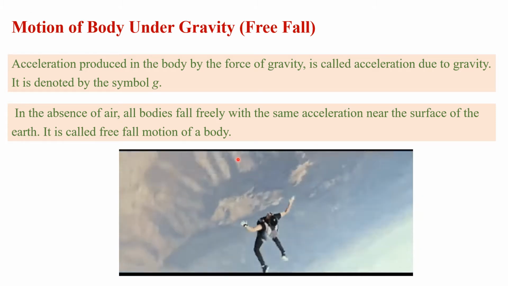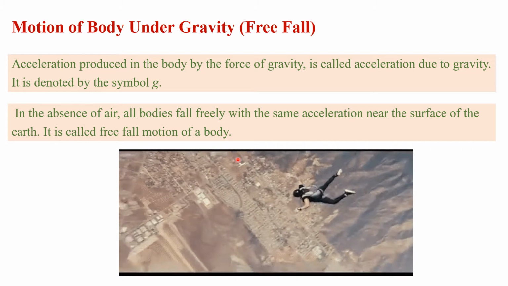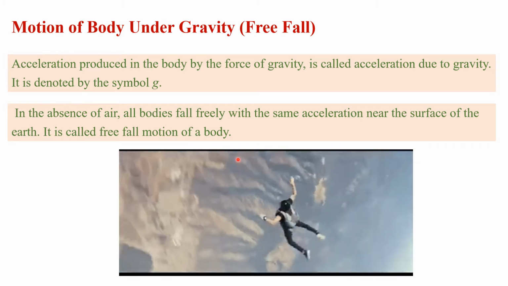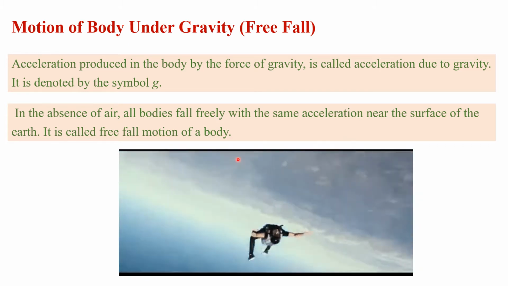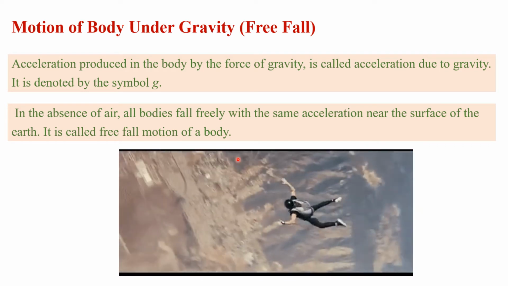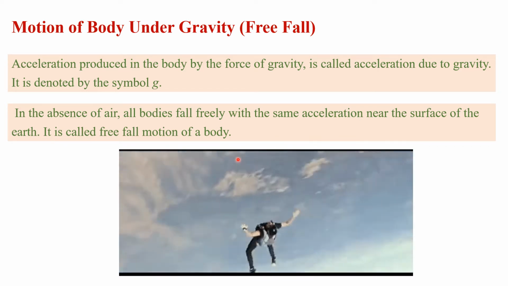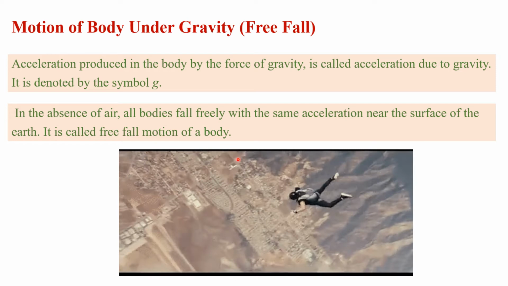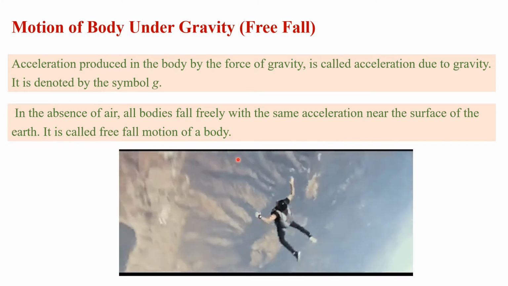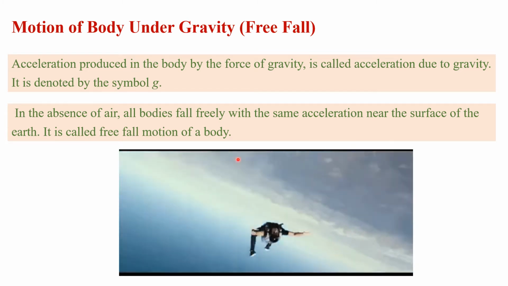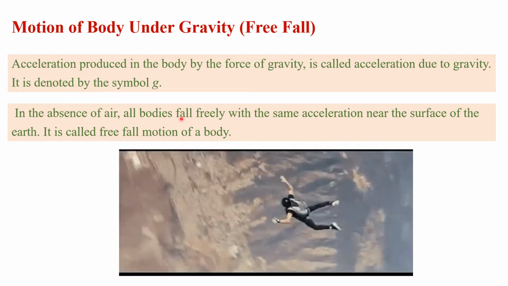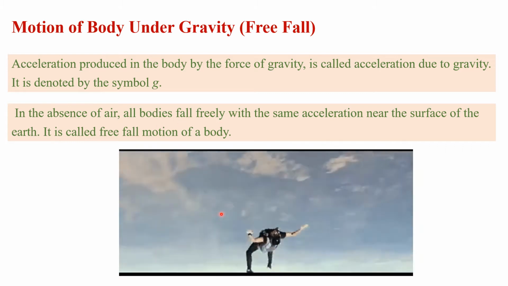Average value of g near the earth's surface is taken as 9.8 meters per second squared in the downward direction. The equations for uniformly accelerated motion can also be applied to free fall motion of objects by replacing a with g, small g.